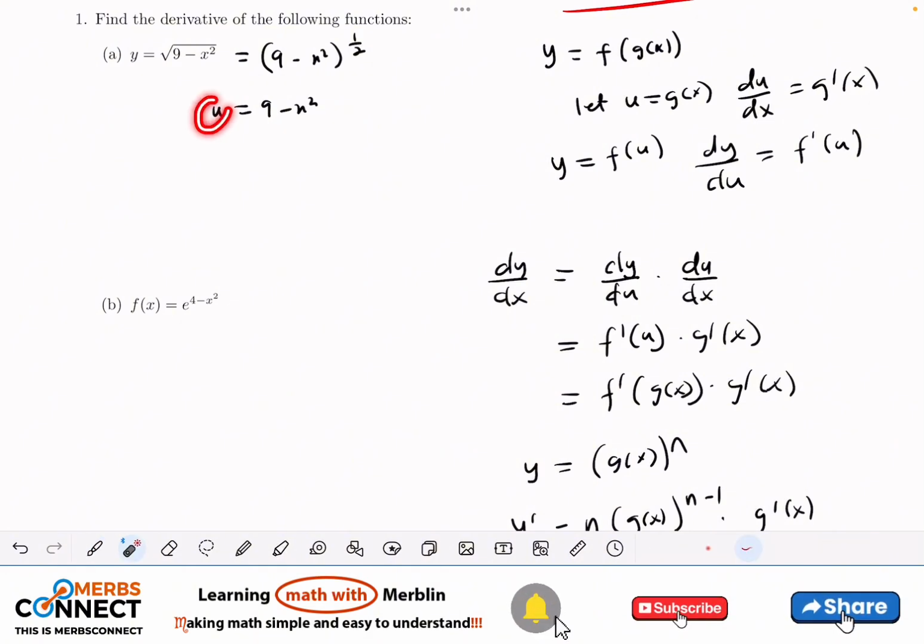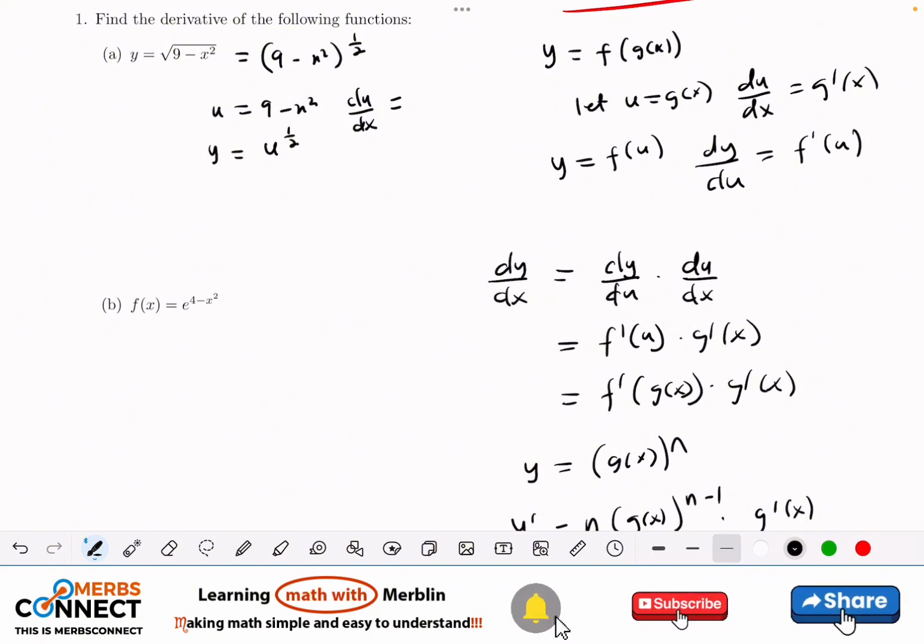So if u is equal to 9 minus x squared, then what will be y? Y will be equal to u to the power 1 over 2, because now what is here is equal to u. So I place the u here and then to the power half. Now u depends on x, so I need to differentiate u with respect to x, which is going to give us, when I differentiate 9, I'll get 0. But when I differentiate minus x squared, I'm going to get minus 2x, right? So that's what I'm going to get.